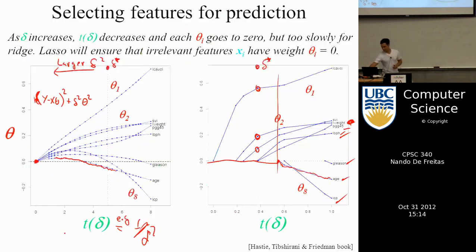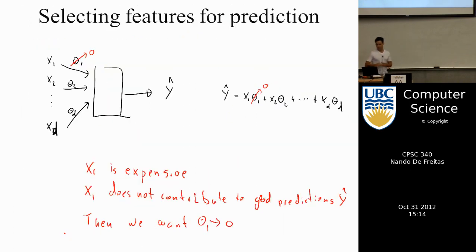Because if, say, theta 1 is going to zero, then I know I don't need x1, right? Because x1 times 0 will be 0. So there's no reason for me to even go and observe x1 or measure x1. Can we draw lines? Sure, thank you. I forgot about that. Okay, that should be better.